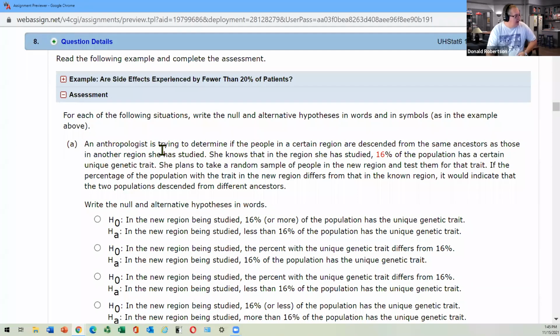Okay. An anthropologist is trying to determine if the people in a certain region are descendant from the same ancestors as those in another region. So you can imagine you're in Malaysia and you're looking at tribespeople who live on one island, and you're looking at tribespeople 200 miles away on a different island, right?